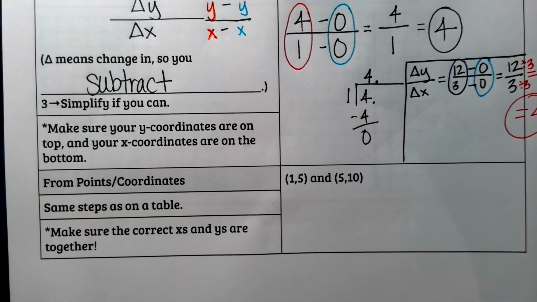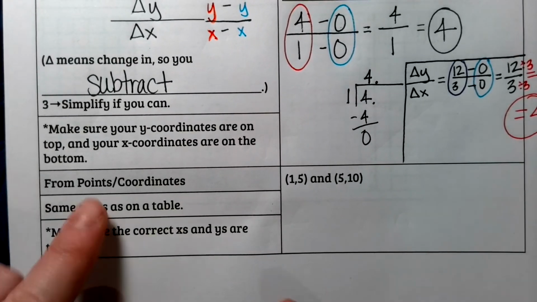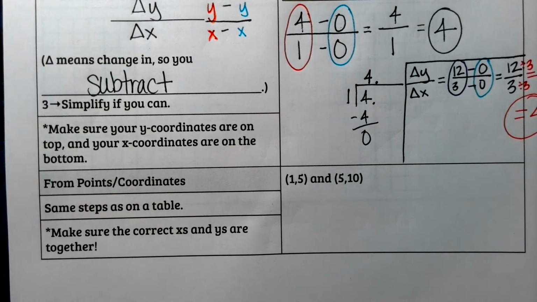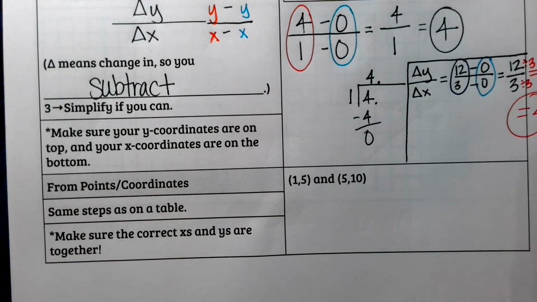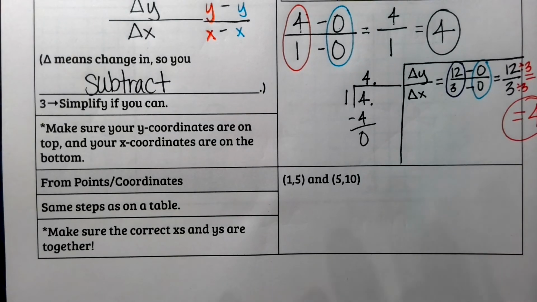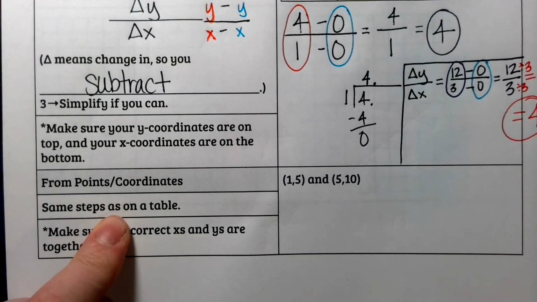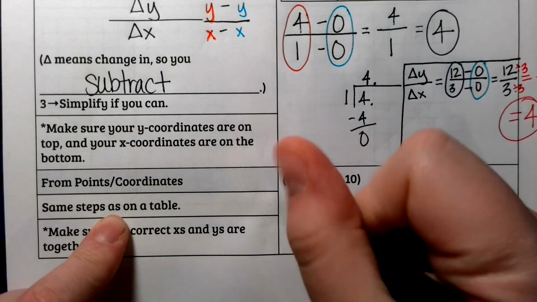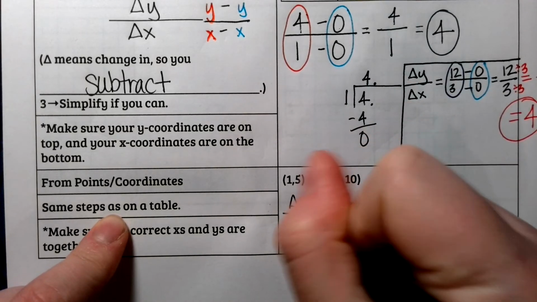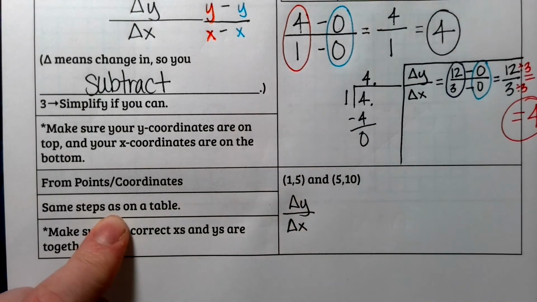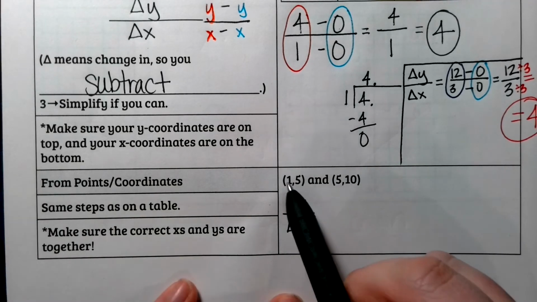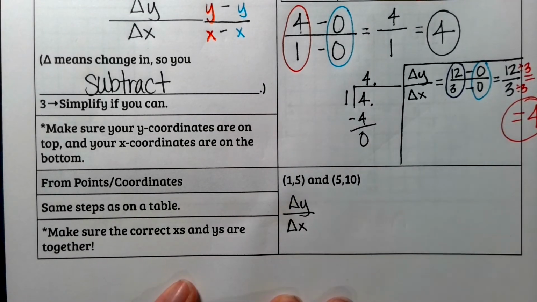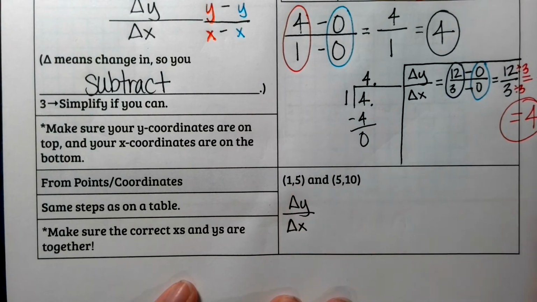Our last set is going to be finding slope from points and coordinates. What's nice is that they're the same steps as the table. We're still going to be doing delta y over delta x. We're still subtracting. So I need to look at the coordinates that I'm given.